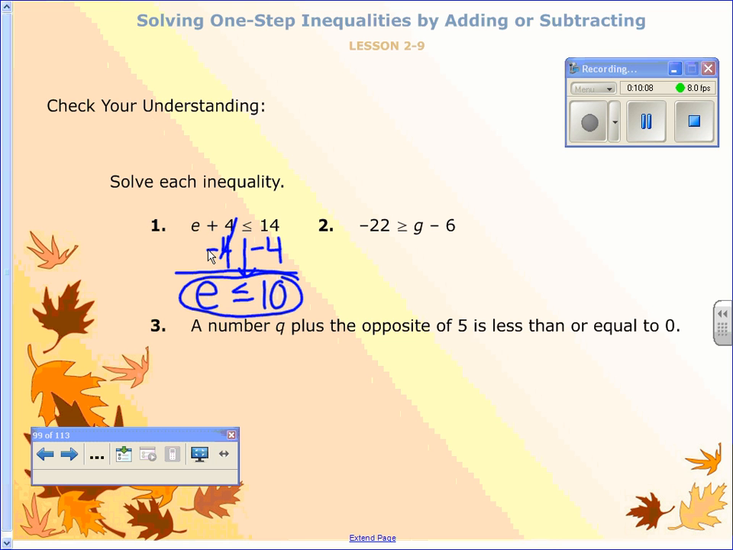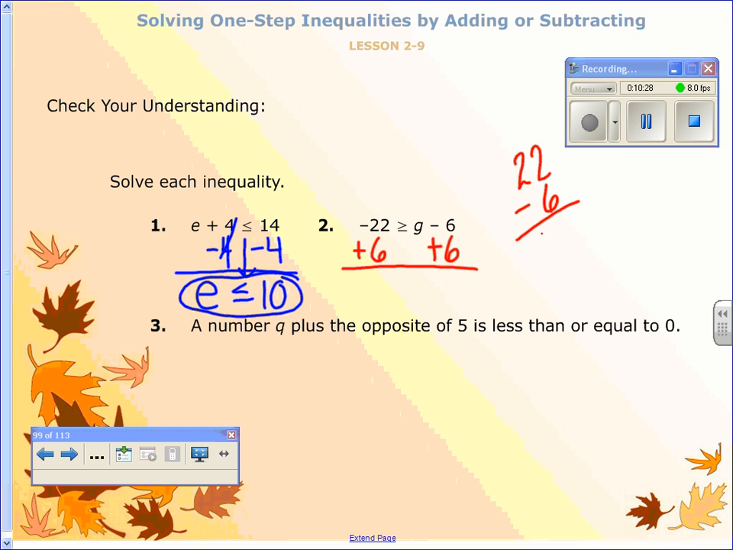Number 2, I have negative 22 is greater than or equal to g minus 6. Well, my variable is g, and on that same side is a minus 6. To get rid of it, I'd add 6. All right, and let's see. Well, I have negative 22 plus 6. I might not know that off the top of my head, but I do know they're opposites. One's negative, one's positive, so I subtract them.